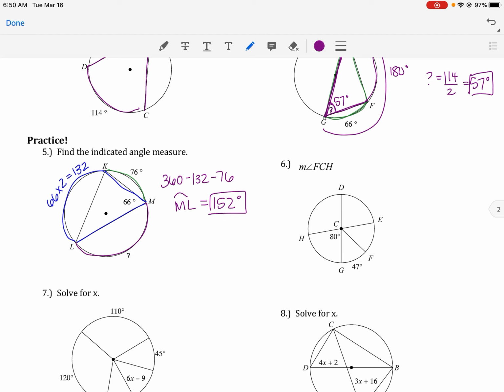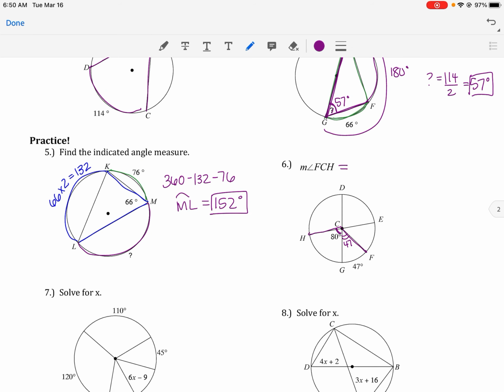Okay, this time they tell us to find MCH. So you'll notice that it kind of has two parts. We've got the 80 degrees right there, and we also got to figure out this other angle. But since that's a central angle, it matches the outside, which is 47. So the measure of MCH is simply 80 plus 47, so we get 127 degrees.